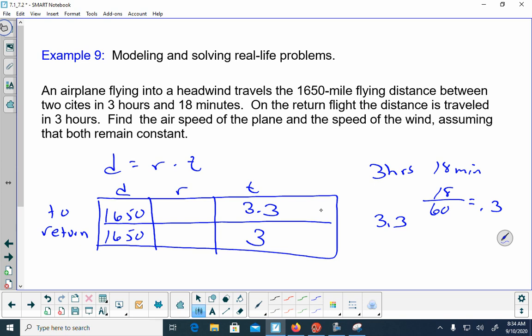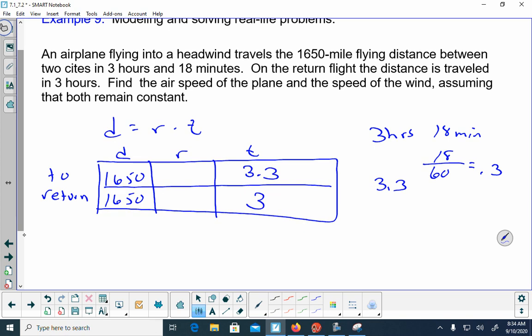It says find the airspeed of the plane and the wind, assuming that both remain constant. So this one is going to be the speed of the plane minus the wind. The reason why I'm subtracting the wind is because obviously the wind must be working against the plane, because it's taking me longer to get there. This will be the plane plus the wind, because the wind must be helping the plane, so it's making it go faster, so it's going to add to the speed of the plane.